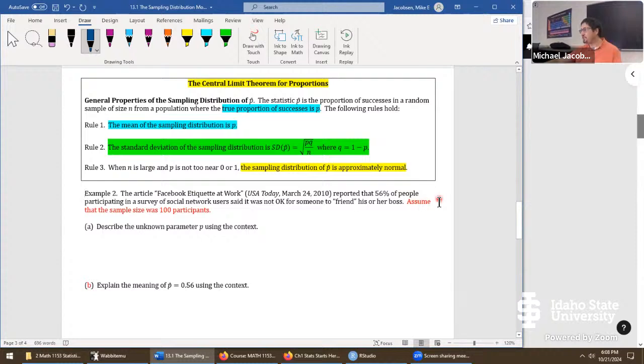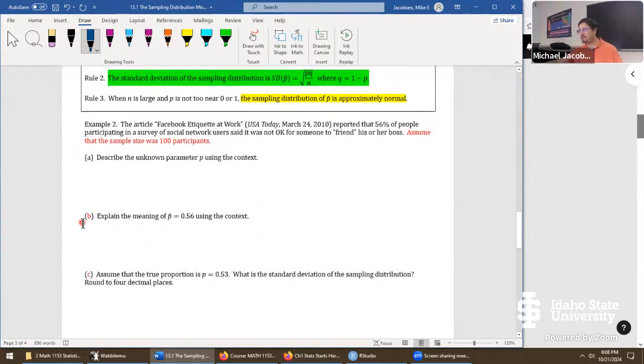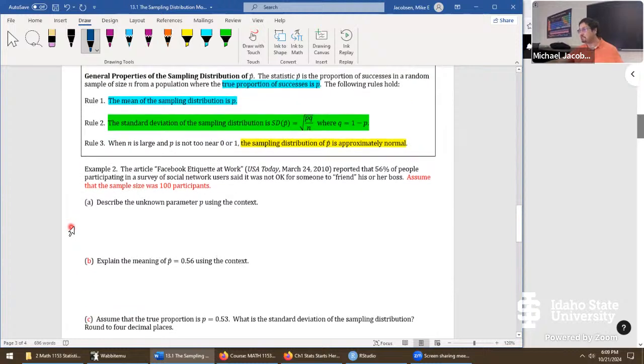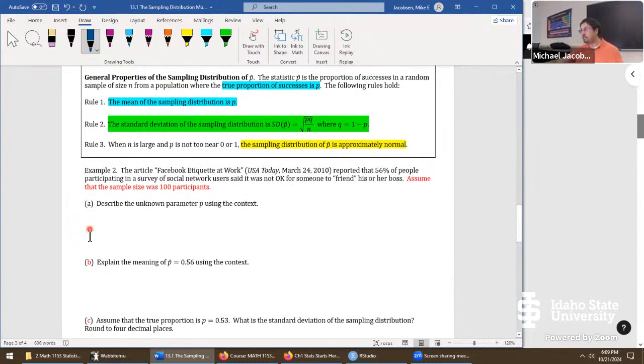I did make a quick edit on this one. I said to assume that the sample size was 100, just so that we can calculate something. I also called this part A twice, so I redid my lettering to make more sense of it. So here it says, describe the unknown parameter p using the context. This is actually kind of tricky. And in this problem, we're still thinking of it as unknown, even though there's a value given.